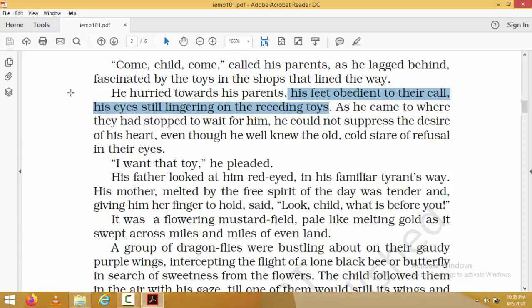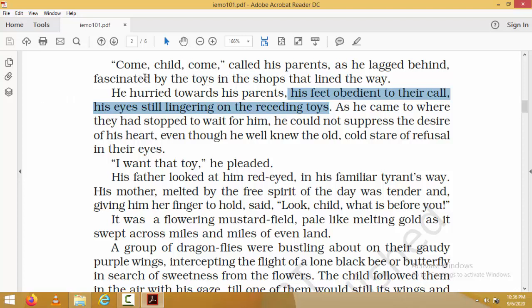See, he was very much obedient. His feet were very much obedient. Once he heard that sound, he was hurrying towards his parents. But his eyes were still lingering, still following the receding toys. Okay, receding toys. You know the meaning of receding. Receding means moving back. His feet obedient to their call, his eyes still lingering on the receding toys.